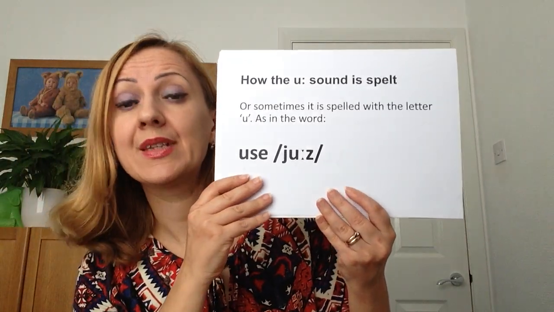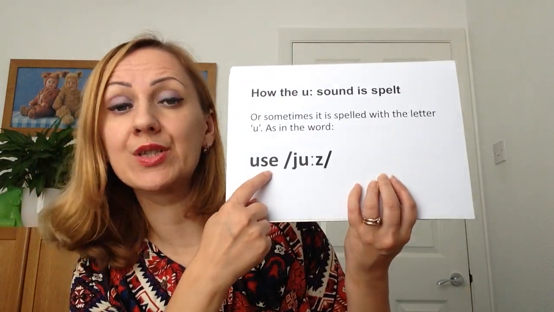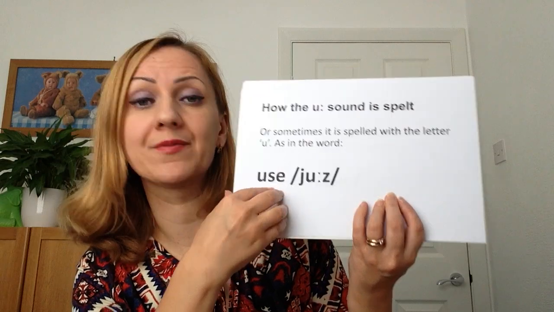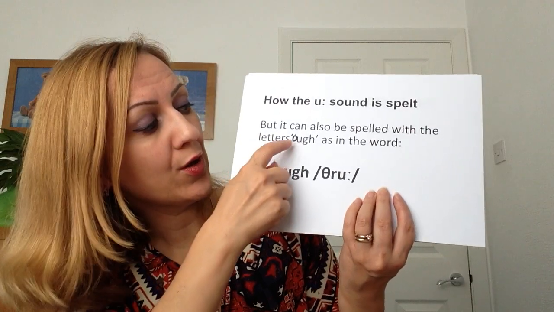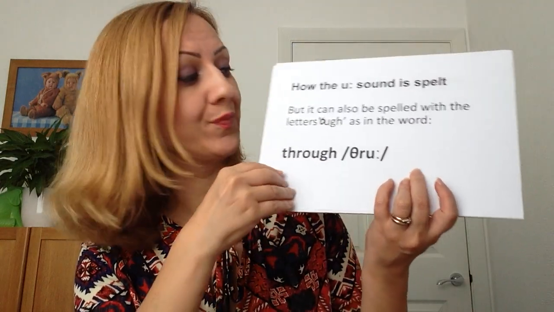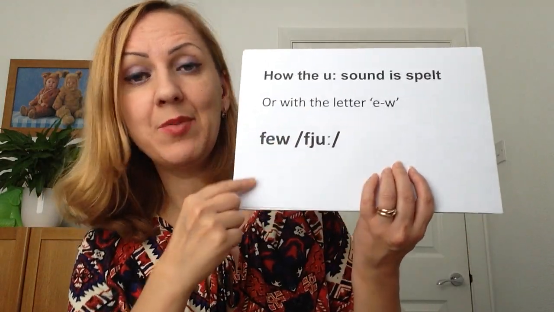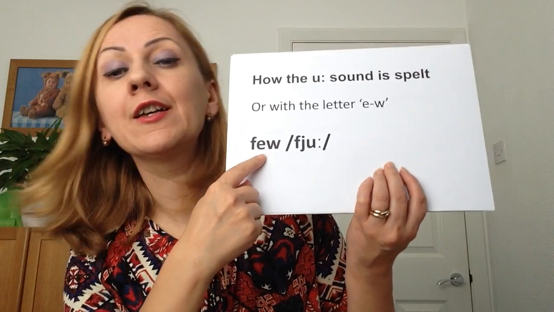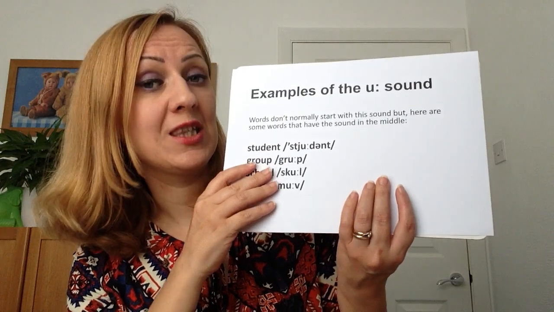It can also be spelled with the letter U, like in this example. Use, use, use. Or it can be a letter sequence O, U, G, H, like in this example. Through, through, through. And one more option is E and W, like in this word. Few, few, few.